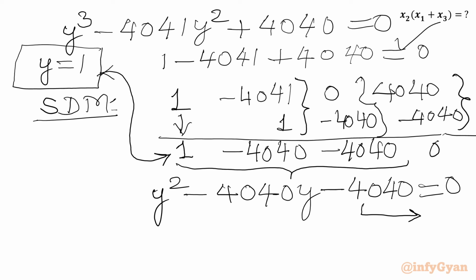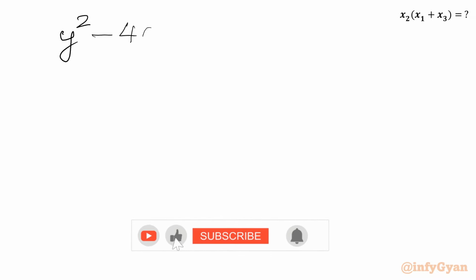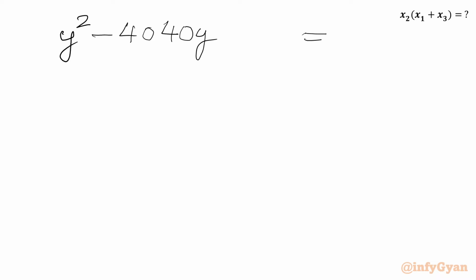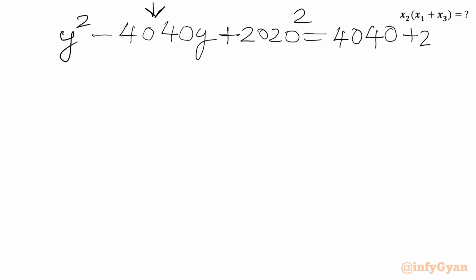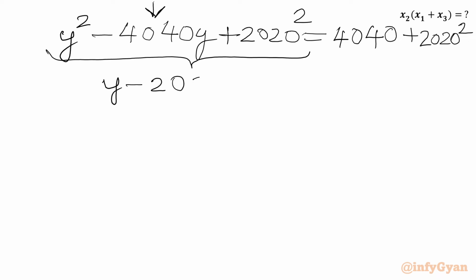So I can write our equation y square minus 4040y equal to 4040. Now half of 4040 is 2020. So we have to add a square of 2020 both sides. So I will write here 2020 whole square. Now LHS is the perfect square of y minus 2020.